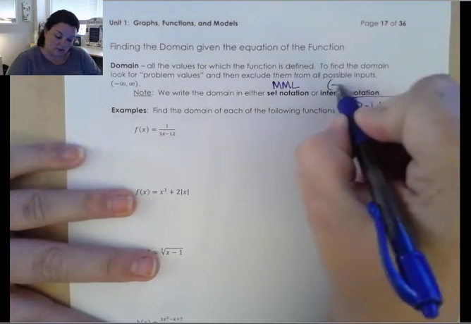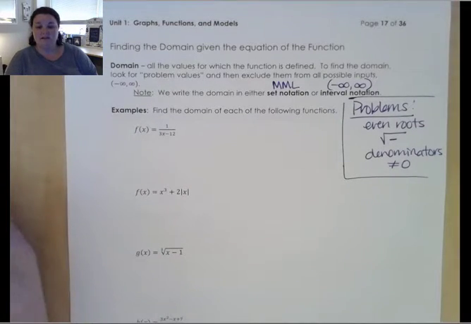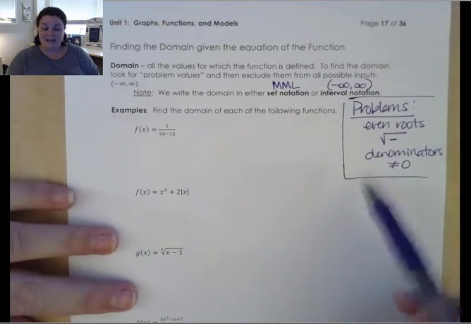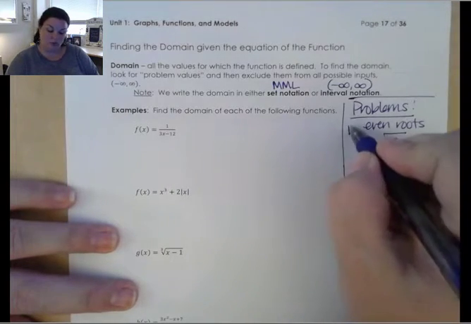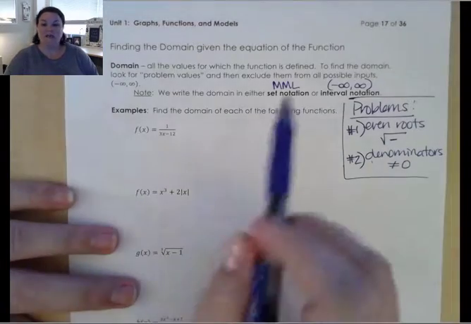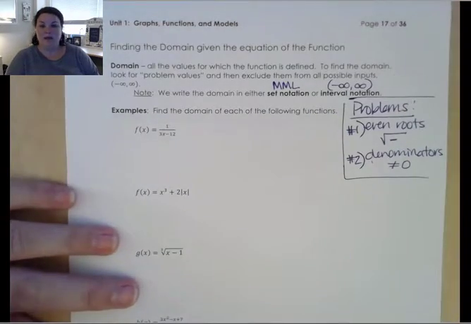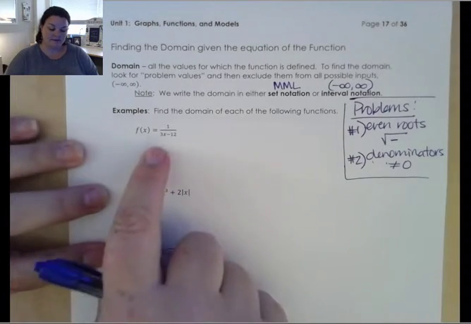What we're going to use is interval notation. So we're going to assume the answer is always negative infinity to infinity unless we have one of these two problems. If we have one of these two problems, okay, then we're going to have to do some tweaking of our domain to make sure that it accommodates these problems. Okay, so let's look at some examples.